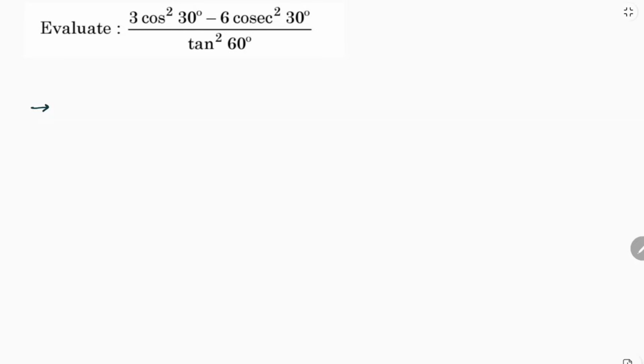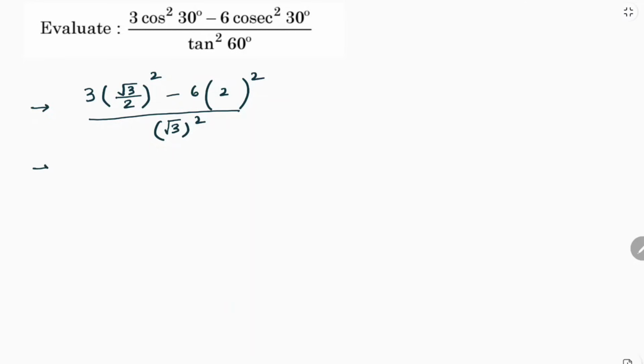So 3 (cos 30)². The value of cos 30 is root 3 by 2, minus 6 cosec² 30. Sin 30 is 1 by 2, so cosec 30 is 2, squared, by tan² 60. The value of tan 60 is root 3, squared.